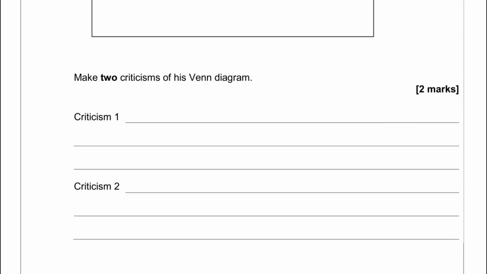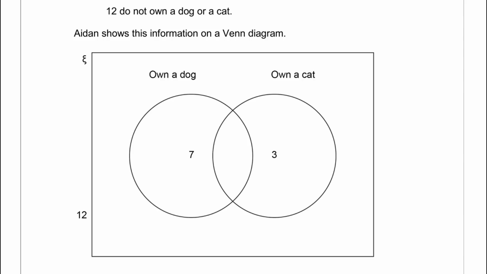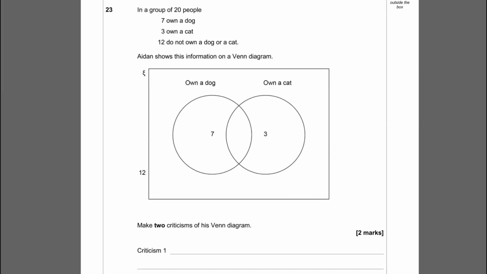Now make 2 criticisms of his Venn diagram. What do you think is wrong with this diagram? Let's check with this information given here. If 7 is here and 3 is here and 12 people do not own a dog or a cat, then the total number of them is 7 add 3 add 12. It is 10, so it's 22. But there are only 20 people actually. So this number is incorrect.